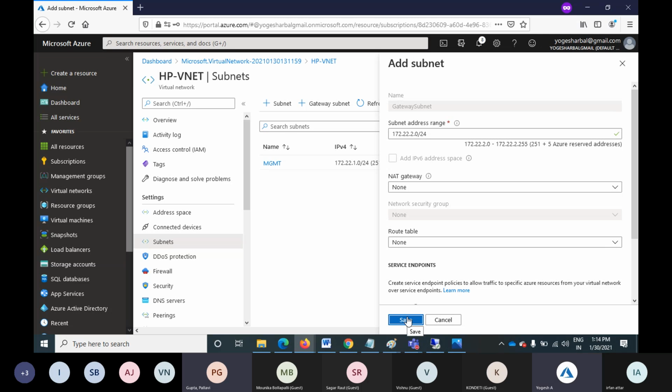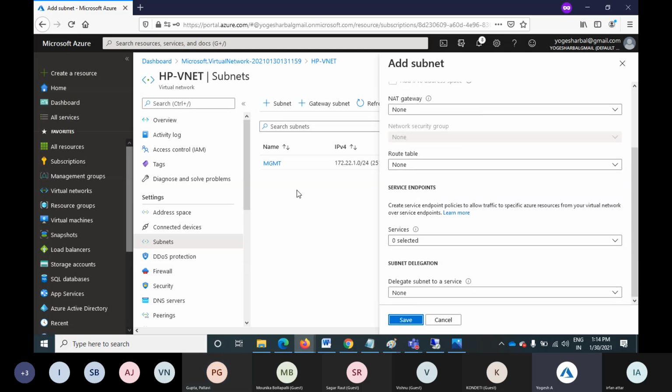Yogesh, what are these service endpoints which are mentioned here? Service endpoint we will discuss. Just we'll start the deployment of the gateway and then we'll discuss. Okay. So we have still not discussed that endpoint. Okay. All right. We'll discuss it.